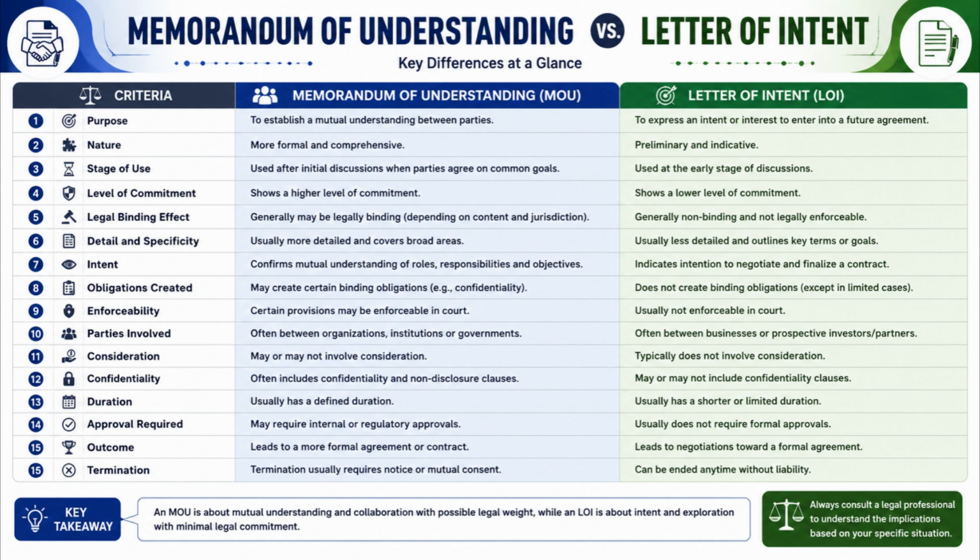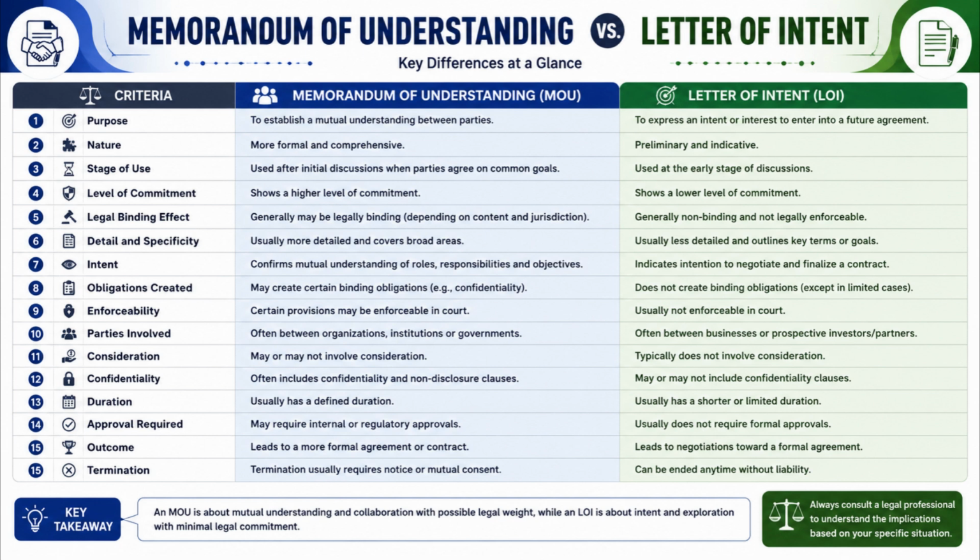Number 1. A Memorandum of Understanding is created to establish a mutual understanding between parties, whereas a Letter of Intent is used to express an intention or interest in entering into a future agreement. Number 2. A Memorandum of Understanding is generally more formal and comprehensive in nature, whereas a Letter of Intent is more preliminary and indicative.